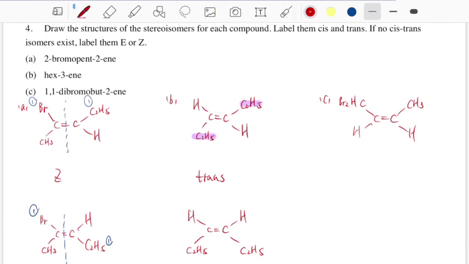So for this one, again, we need to look for identical groups of atoms on both sides of the double bond, and you can see both of them have hydrogen directly attached to it. And for the isomer that I have drawn, the 2 hydrogens are on the same side of the double bond. So we should name it as a cis isomer.